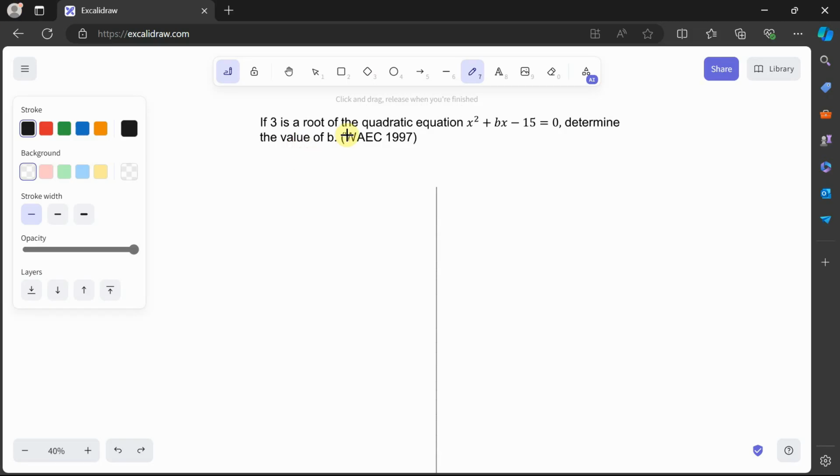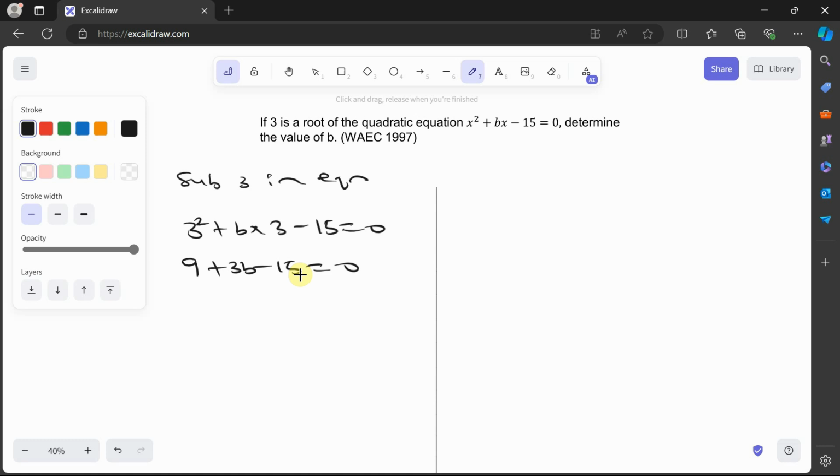So if 3 is a root, that means that if I put 3 here, it must equal 0. So substituting 3 in the equation, we have confirmed that 3 is a root. That will be 3 squared plus b times 3 minus 15 is equal to 0. So this is 9 plus 3b minus 15 is equal to 0. 9 minus 15, that will be 3b minus 6 is equal to 0.